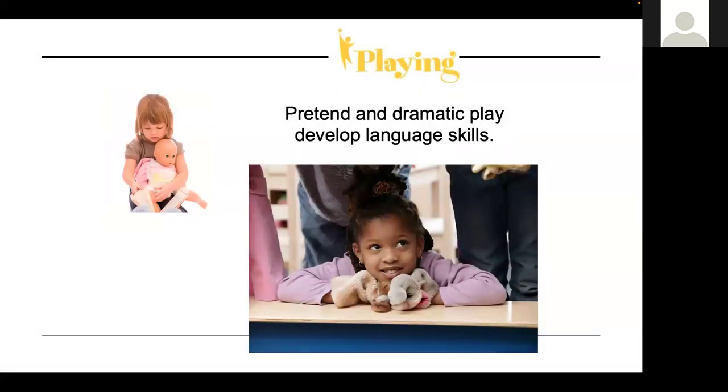And pretend play helps children think symbolically and develop oral language skills as well. We talked a little bit about pretend play earlier. As children play store or pretend to be an animal, they talk about what they're doing and they practice putting their thoughts into words. So, dramatic play helps develop narrative skills as children make up a story about what they're doing. And this helps them understand that stories happen in an order: first, next, last.